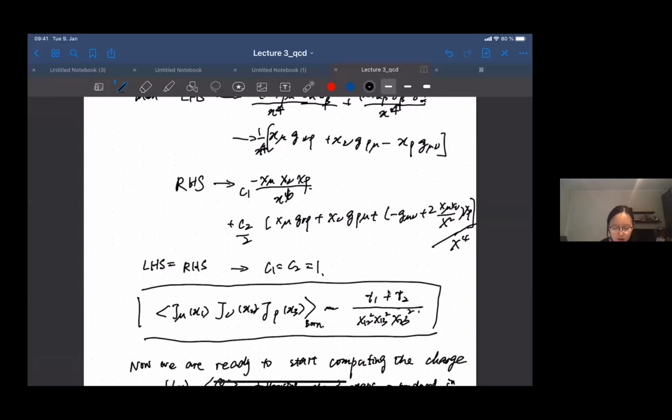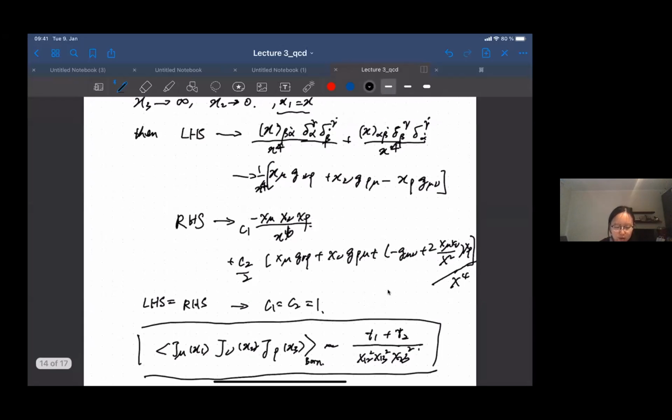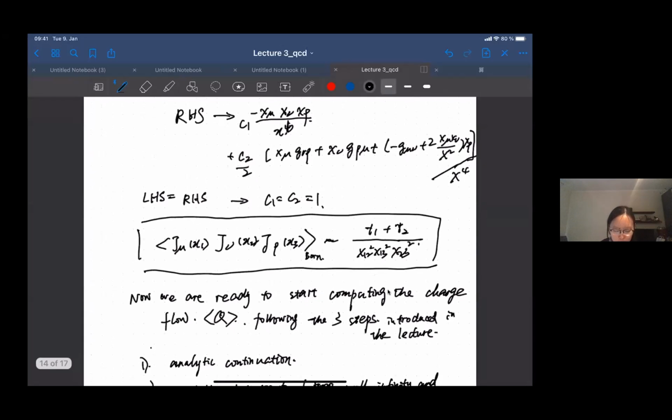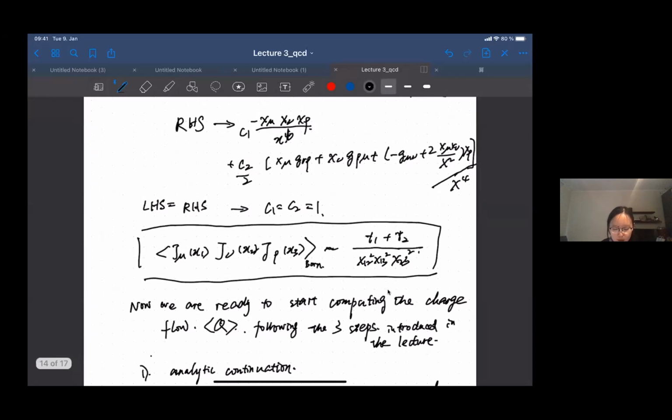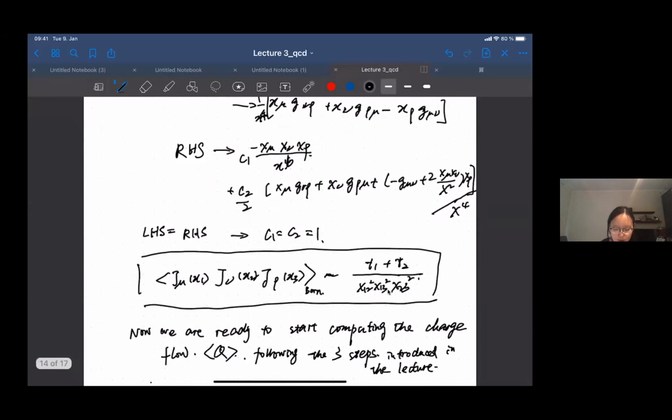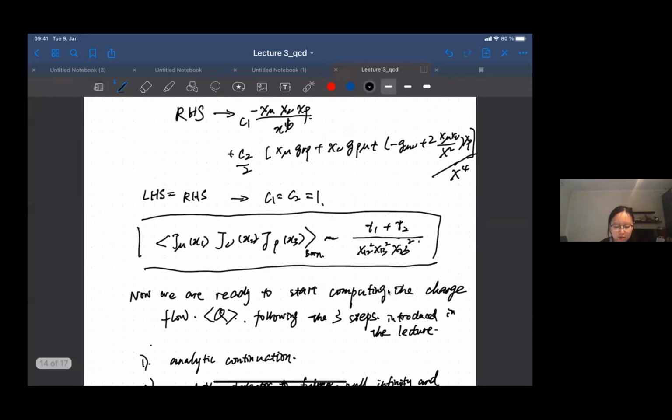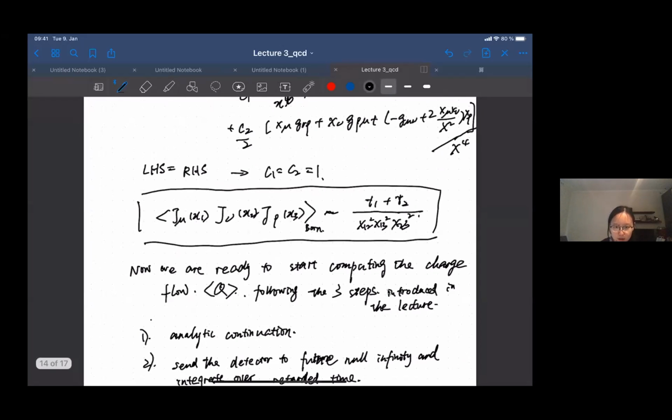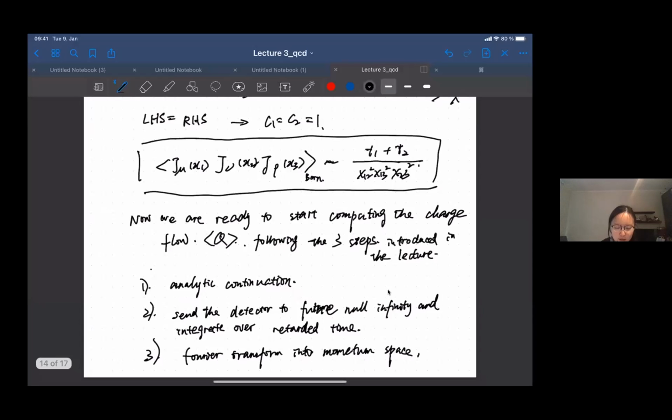So by comparing the left-hand side with the right-hand side in this special frame where we send 1 point to infinity, 1 point to 0, one can conclude that C1 is equal to C2 is equal to 1. So we arrive at the final expression, which is T1 plus T2 divided by some common denominator. So we have finished the computation of the 3-point function in coordinate space.